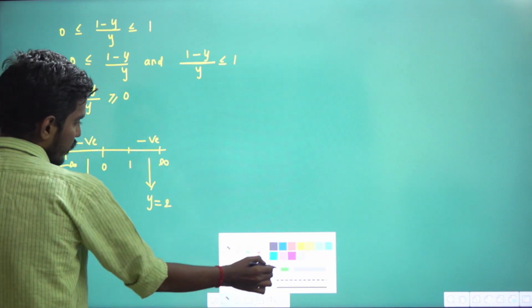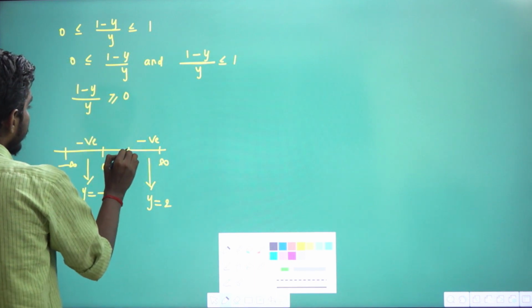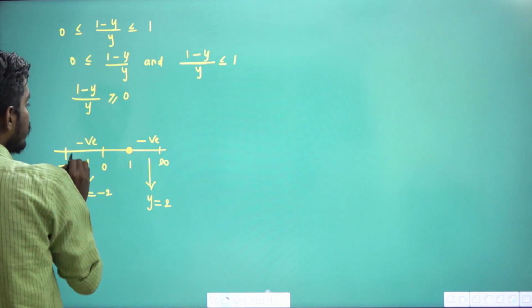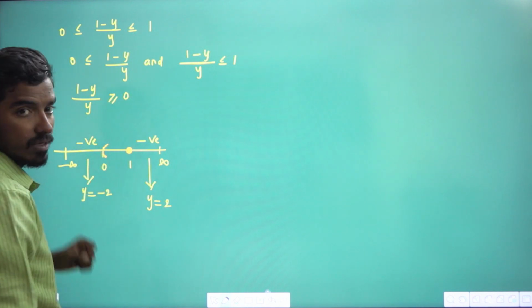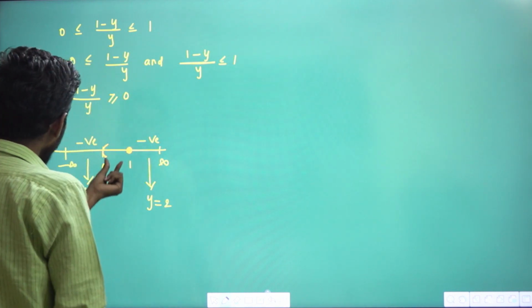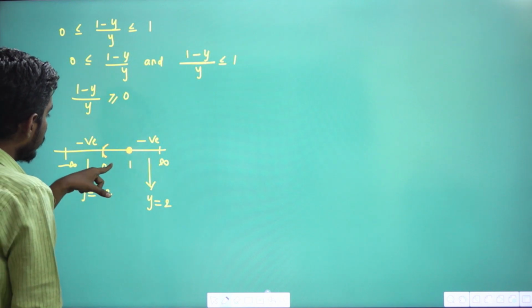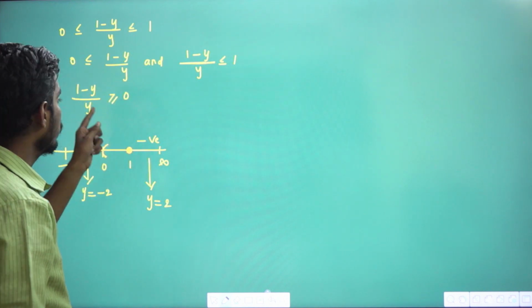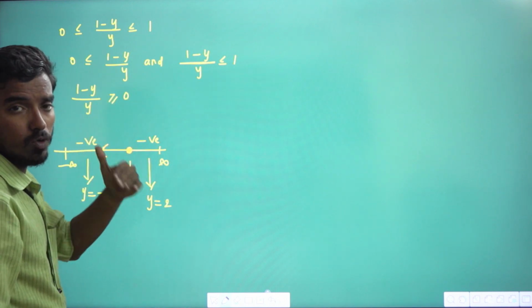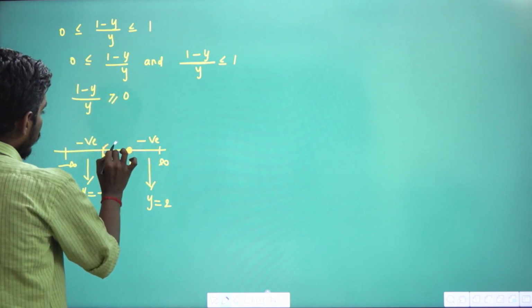You can take 1. Correct? Because when you take 1, output is equal to 0. But you cannot take 0, because when you put 0, it will be undefined. But you can take any value in between. For example, if you take 0.5, 1 minus 0.5 is 0.5 positive in the numerator, and 0.5 positive in the denominator. So positive by positive is positive. So then this whole interval will work.